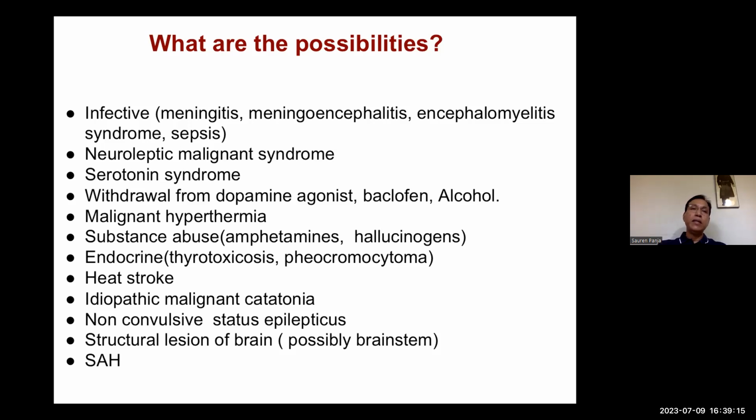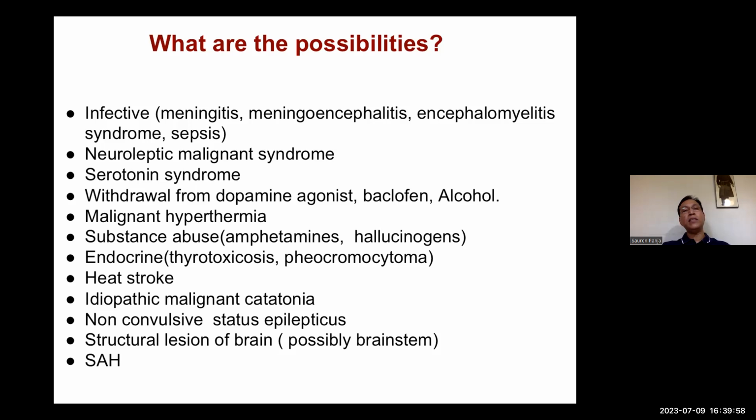So the possibilities, if we look at the patient's background, include infection like meningitis, meningoencephalitis, encephalitis syndrome, or any sepsis syndrome, which you should keep as infective. But the history will give you some idea that this patient might have neuroleptic malignant syndrome. Other than that, with a similar presentation of 104.5 degree temperature, serotonin syndrome may be there. Sometimes withdrawal of dopamine can happen, because of either a dopamine agonist, a dopamine antagonist, or withdrawal of the agonist. Malignant hyperthermia should also be considered, particularly in the ICU.